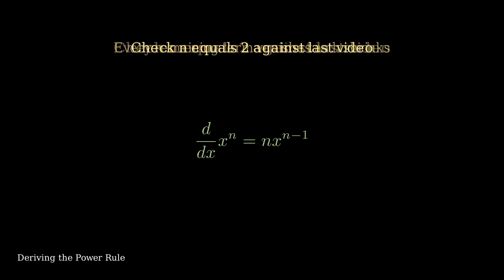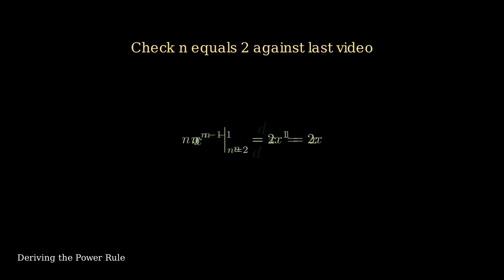Let's sanity check this against the previous video. There we ground through the limit definition for f of x equals x squared and got derivative equals 2x. Plugging n equals 2 into our new rule gives nx to the n minus 1 equals 2x to the 1 equals 2x. It matches exactly, so our general formula is consistent with the hard work we already did.